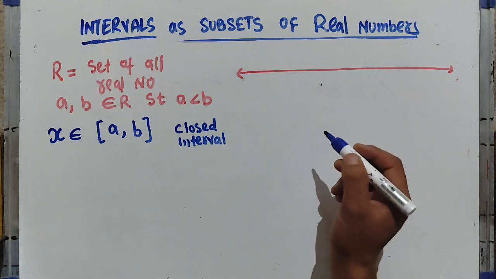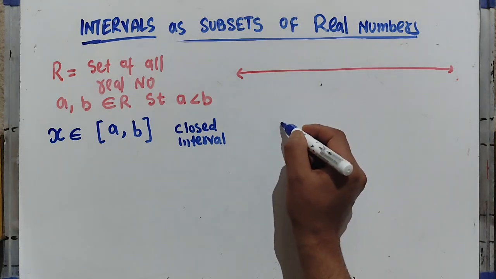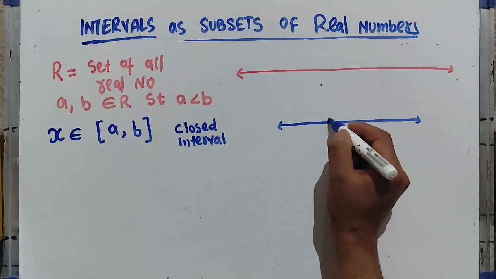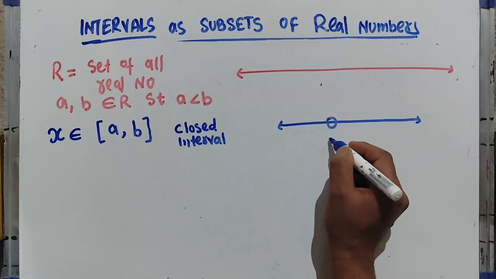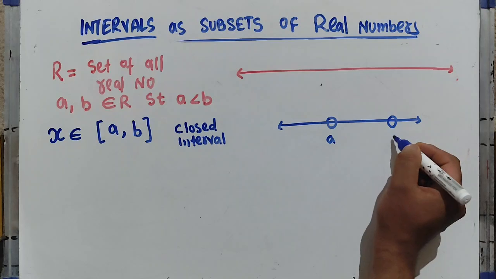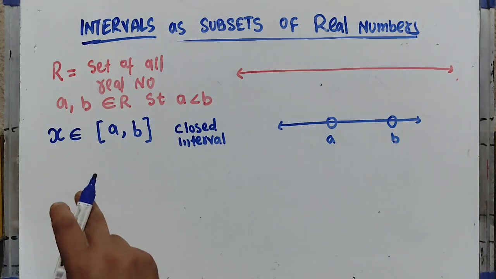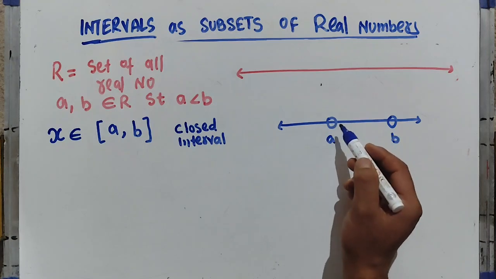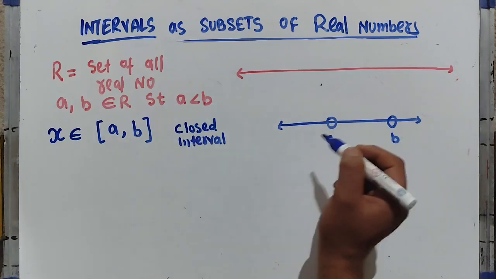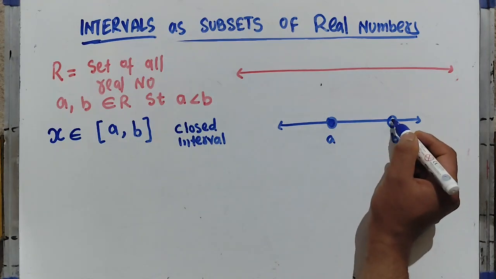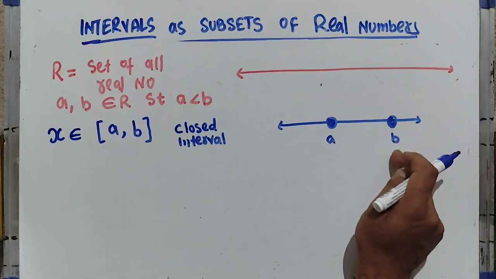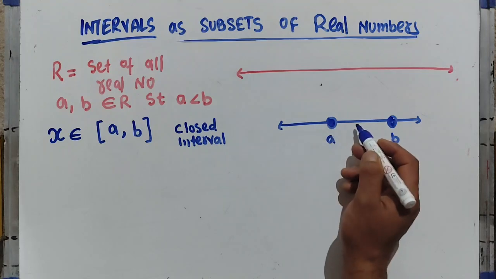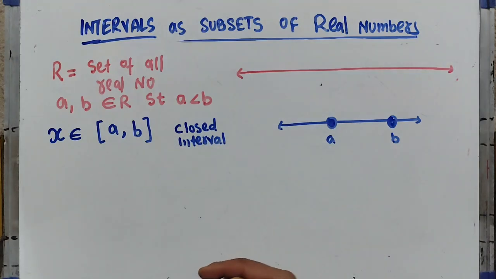And on the number line, how can we show it? Let us suppose we have this number line. If I show, let us suppose this is point A, this is point B on the number line. What happens here? We include both numbers a and b when we take the closed interval. That means all real numbers between a and b, including a and b. This is a closed interval.